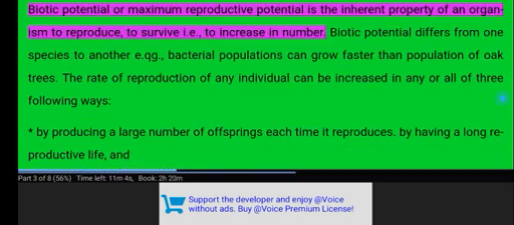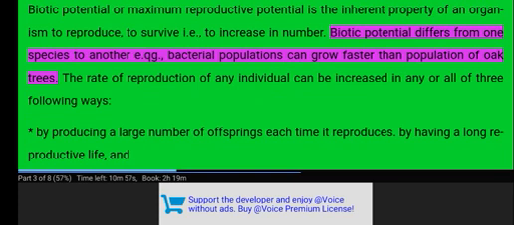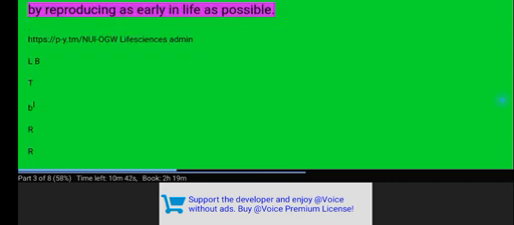Biotic potential. Biotic potential or maximum reproductive potential is the inherent property of an organism to reproduce, to survive, i.e., to increase in number. Biotic potential differs from one species to another. E.g., bacterial populations can grow faster than populations of oak trees. The rate of reproduction of any individual can be increased in any or all of the following three ways: by producing a large number of offspring each time it reproduces, by having a long reproductive life, and by reproducing as early in life as possible.